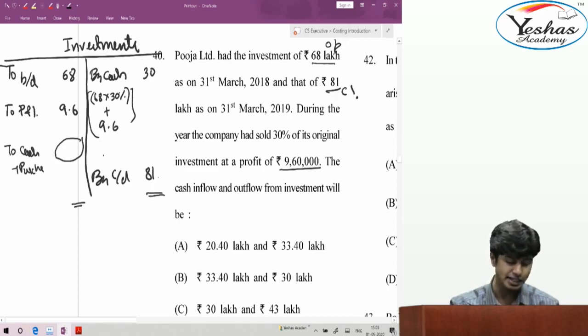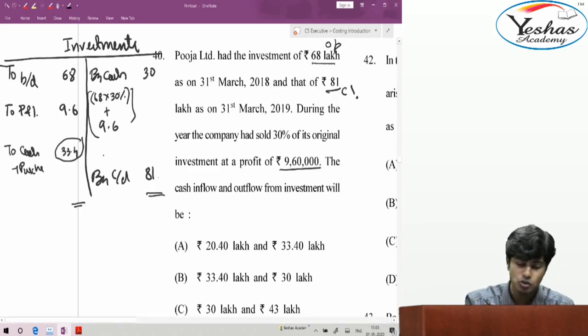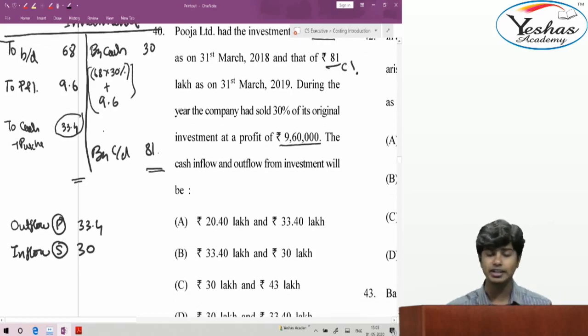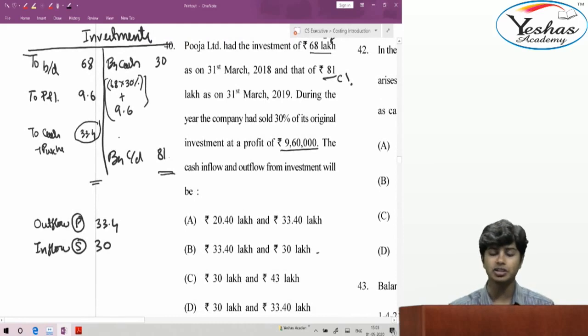I'll do 81 plus 30, total of credit, minus 68 on debit, minus 9.6 on debit. So I'll get 33.4. You get that? So there is outflow because of purchase, that is 33.4. There is inflow because of sale, that is 30. So 33.4 and 30 should be the options. So we have two options here. Option B talks about 33.4, option D talks about 33.4 and 30 both.